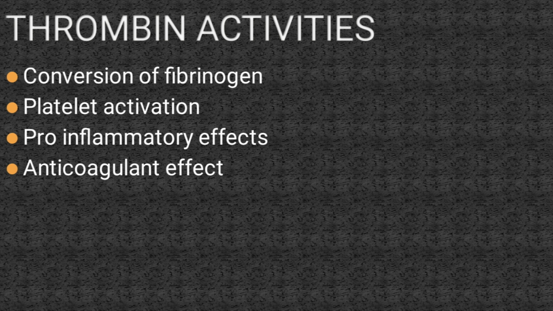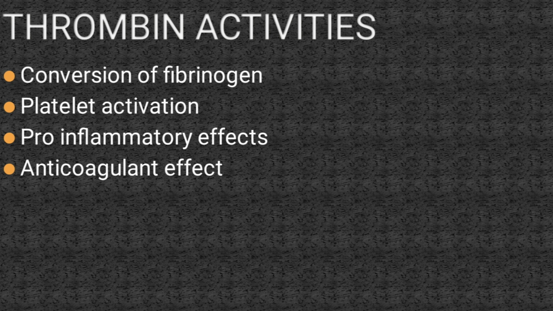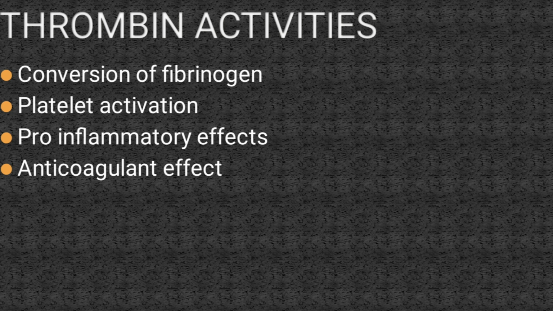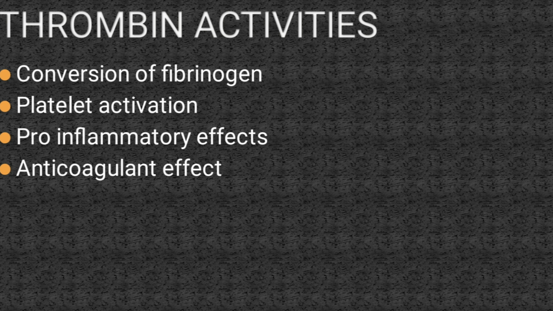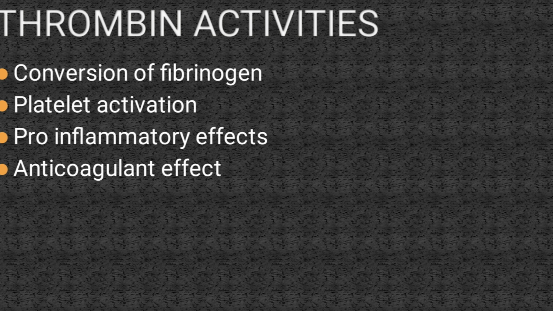Next is the anticoagulant effect. When thrombin encounters a normal endothelium, it changes from a procoagulant into an anticoagulant. That is, beyond the site of injury, thrombin is converted into an anticoagulant. That is the anticoagulant effect of thrombin.